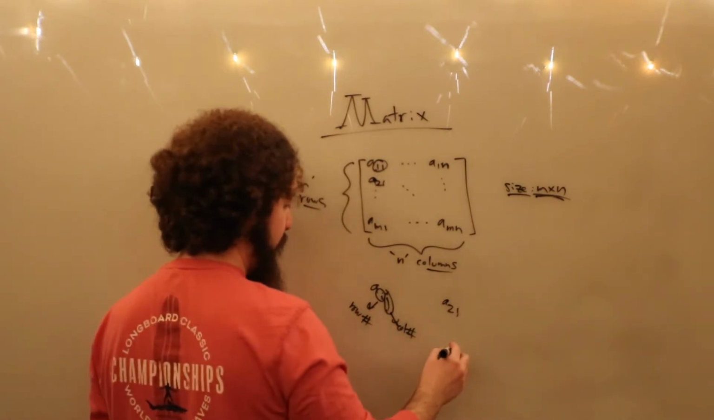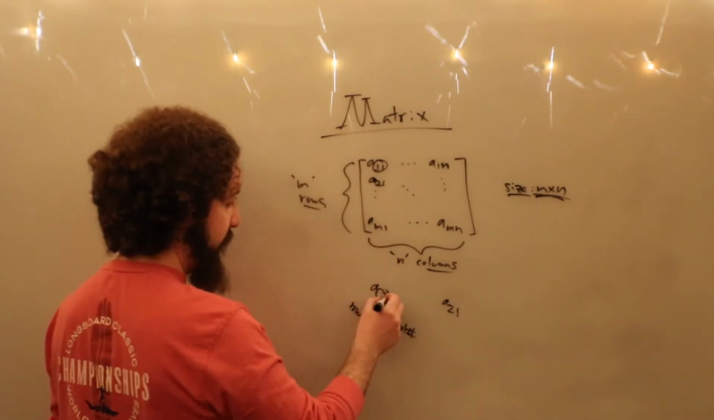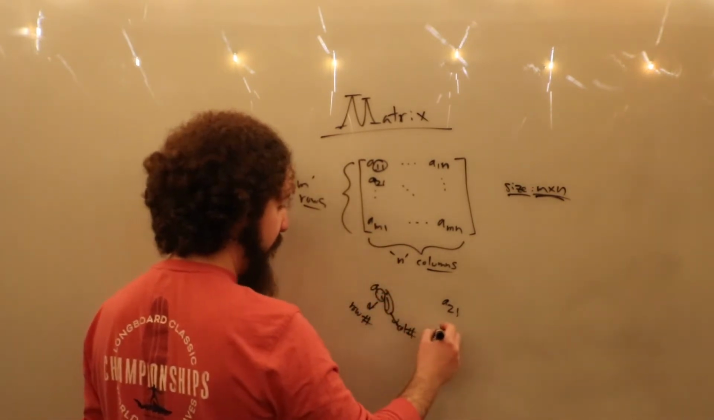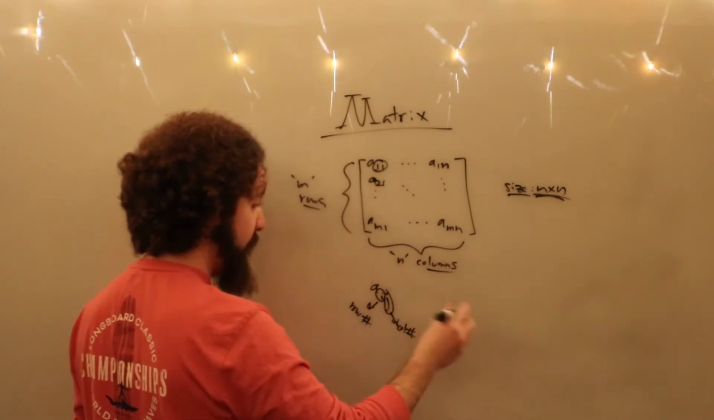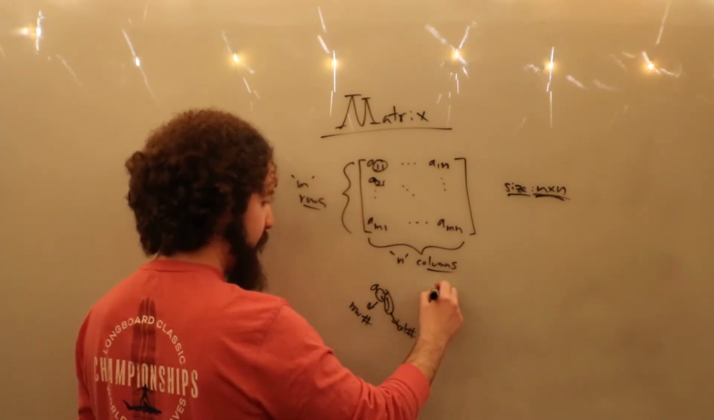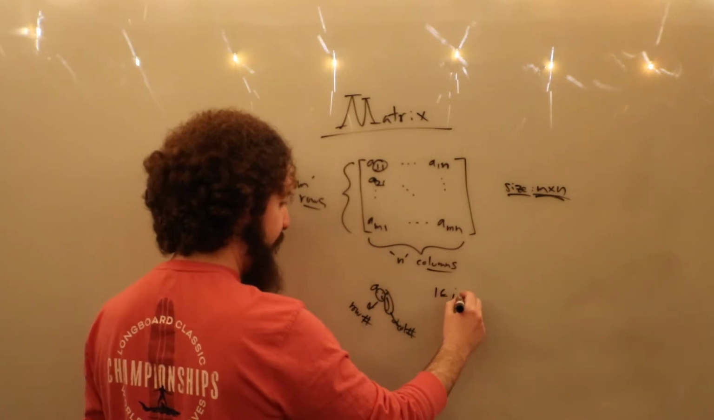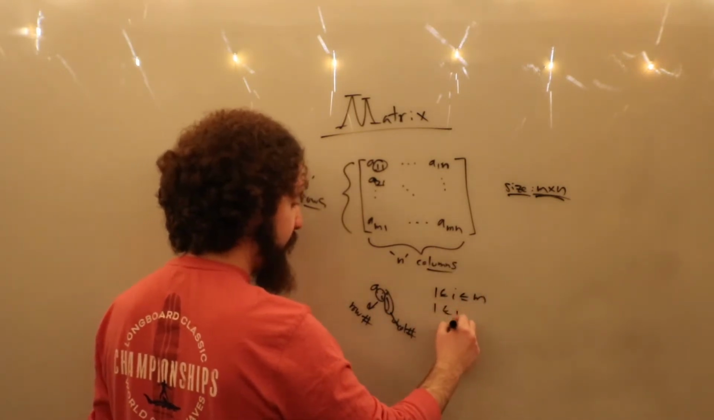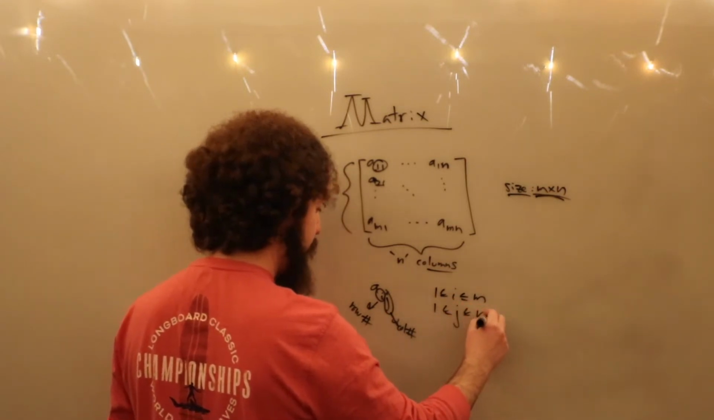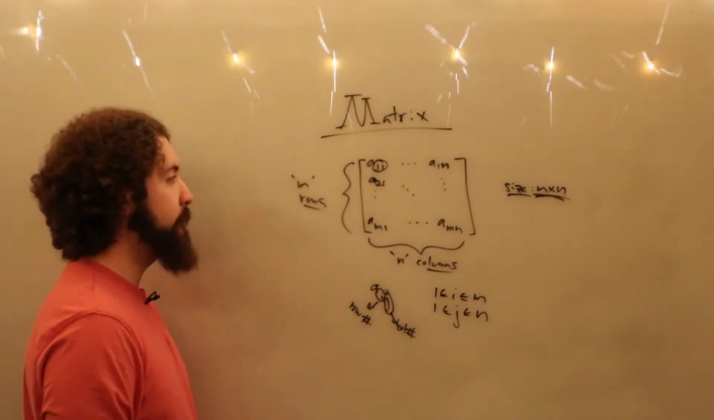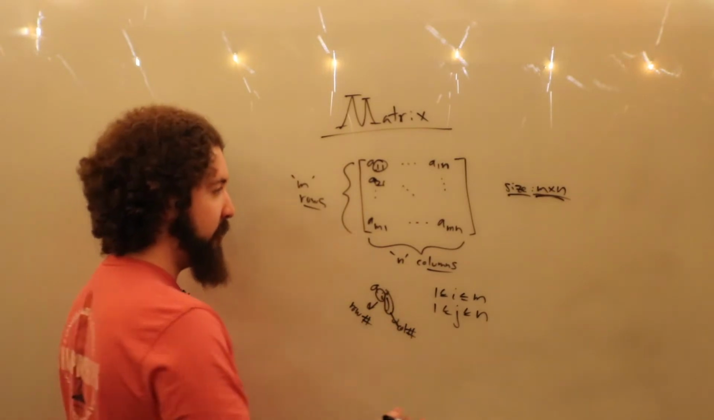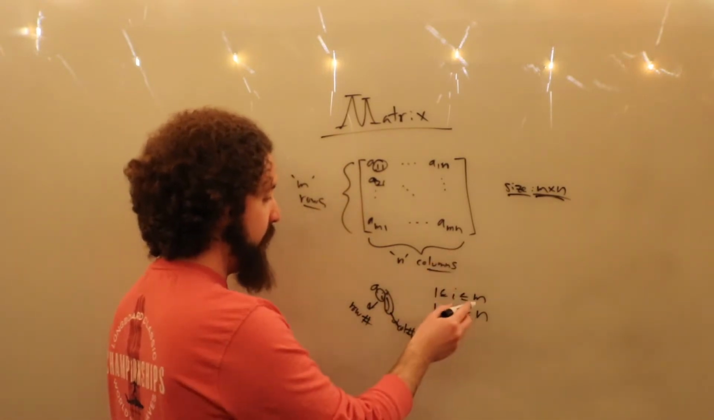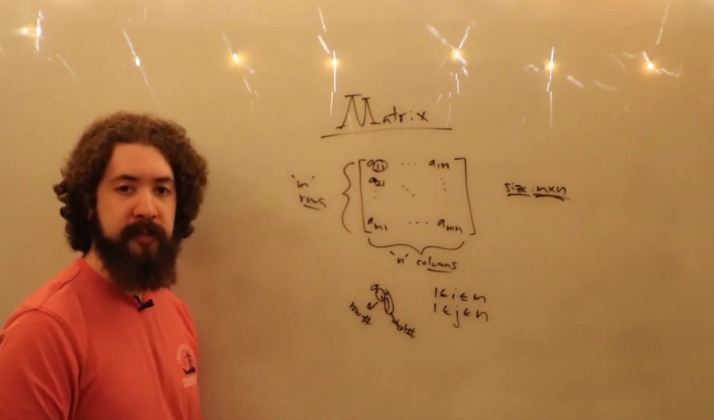Also, our indices here, i and j, are going to range between 1 and m and 1 and n. So 1 is less than or equal to i, is less than or equal to m, and 1 is less than or equal to j, is less than or equal to n. This is just another way of stating the size. There are m rows and n columns.